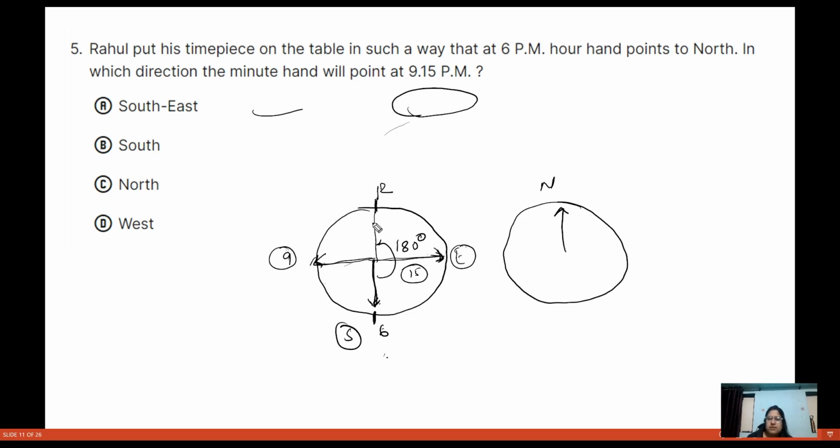Now when this was here, it was the east direction, but when you rotate this 180 degrees, you have rotated this clock completely 180 degrees. So this east will become west here. So our answer is west.